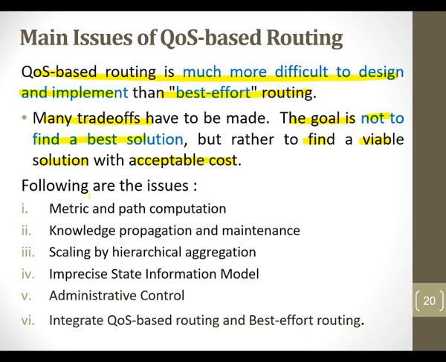Following are the issues of quality of service-based routing. First, metric and path computation. Two basic issues of quality of service-based routing are, first, how to measure and collect network state information. Second, how to compute routes based on the information collected. Metric selection is very important in the sense that the metrics must represent the basic network properties of interest. Thus, metrics like available bandwidth, delay, and jitter are commonly used.